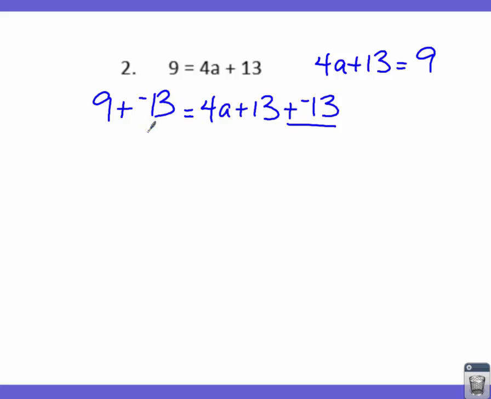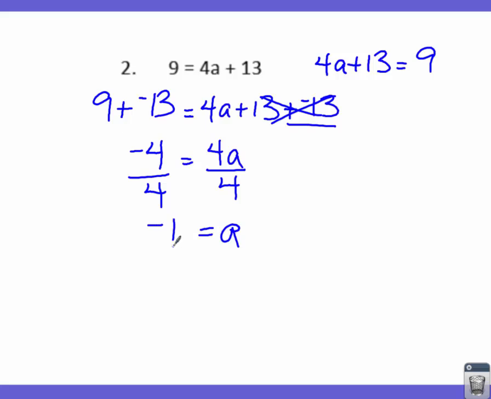Now we simplify this problem. So 9 plus negative 13 gives us negative 4, which is equal to, and my 13's go away, so we're left with 4a. Now I don't want to know about 4a, I only want to know about one of them. So I divide by 4, and I end up with a equaling negative 1.